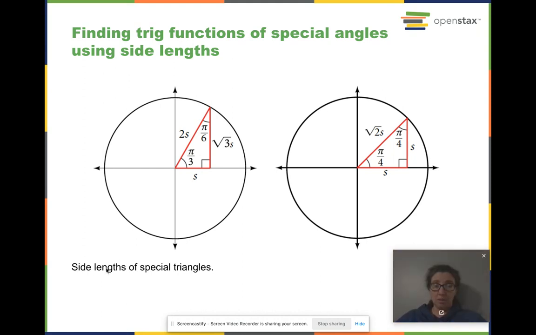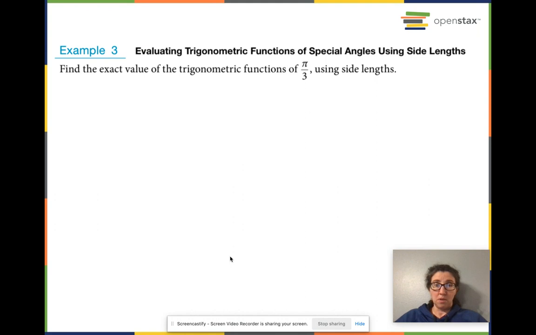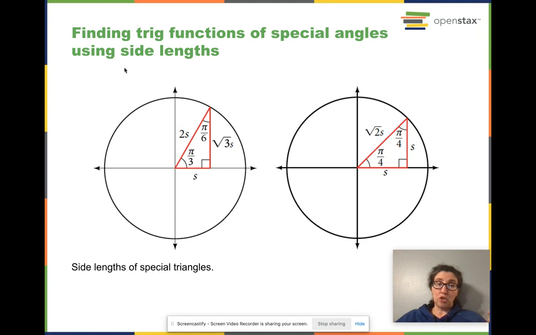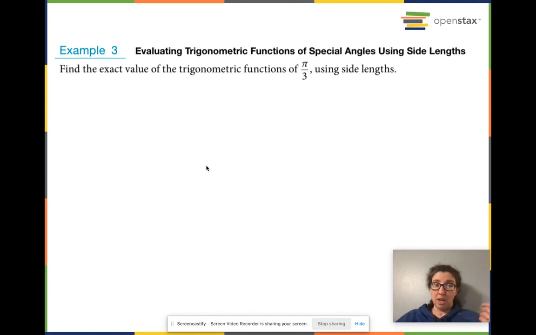Given that, find the exact values of the trig functions of pi thirds using side lengths. Okay, so hopefully at this point, you are starting to memorize these trig values anyway. You don't have to go back to this triangle here to determine what those side lengths would be. You already know because you're trying to memorize sine and cosine of pi thirds.